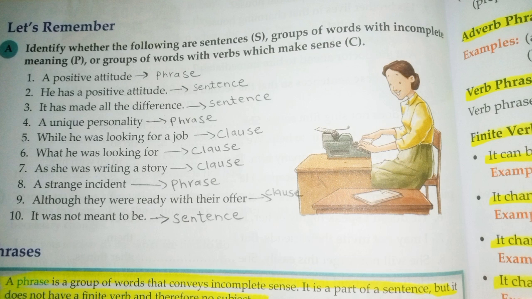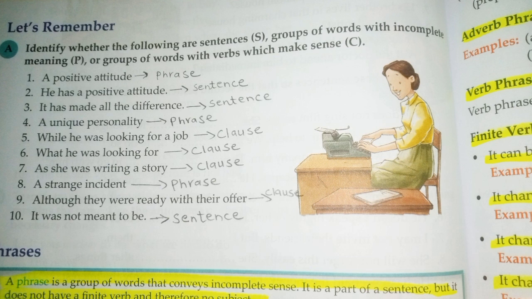Fifth sentence, while he was looking for a job. This is a clause. It has a subject he and the verb was looking, but it starts with the subordinating conjunction while. This word makes the meaning dependent on another sentence. If you say this to someone and stop, they will wait for you to finish the thought.